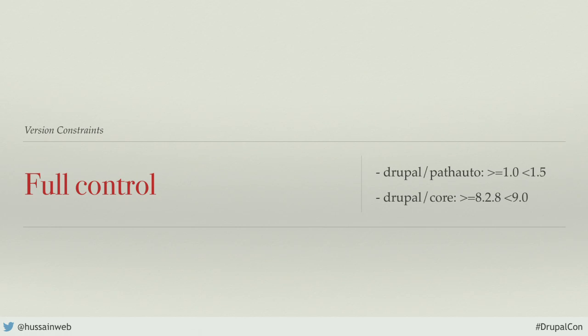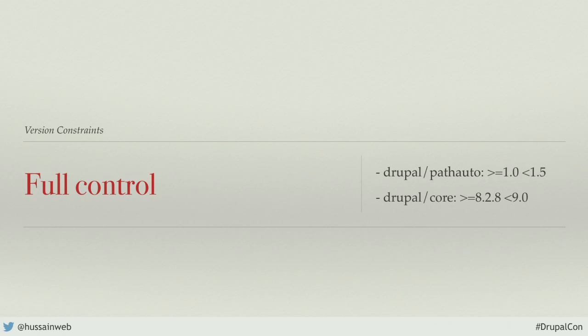Now, how do you use this? When you have this composer.json file and you run composer install, it matches these version constraints with all the possible versions and installs the latest version it can, depending on the constraints. So in case we're using drupal/core with this constraint, it'll install 8.3.1 in this case.